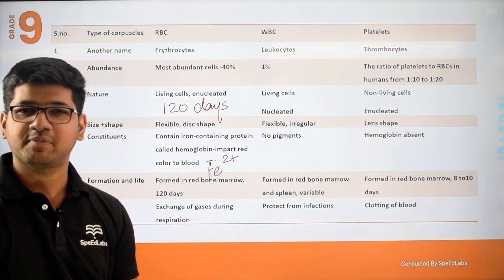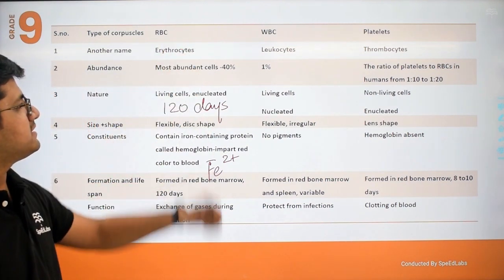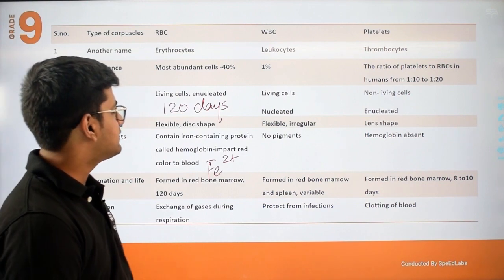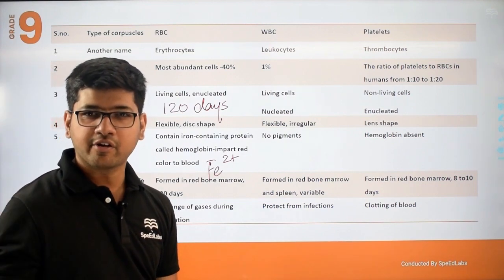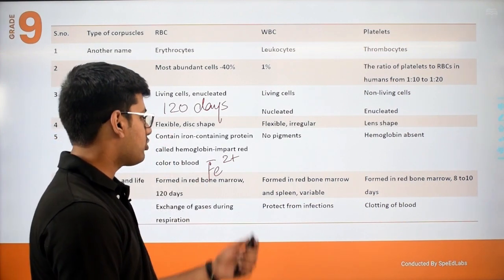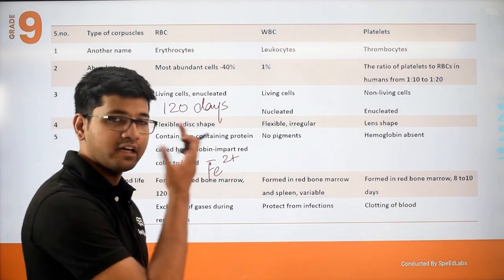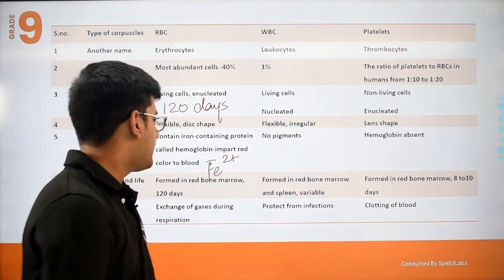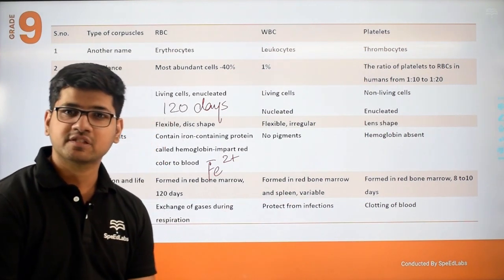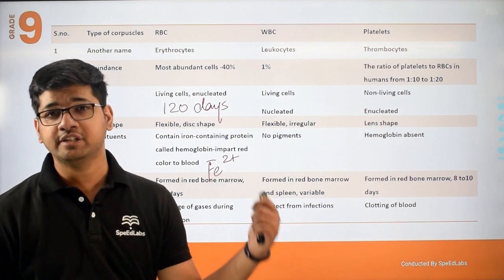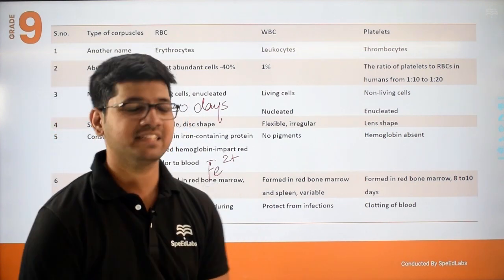exchange of gases during respiration is the main function that RBCs perform. Now, WBCs are also known as leukocytes, 1% in abundance. They are living cells, nucleated, flexible, and irregular because of their different variabilities and size. They are not pigmented, they again form in red bone marrow and spleen, that is variable. And they protect us from infections. The main defense of our body, or immunity of our body, is regulated by WBCs.